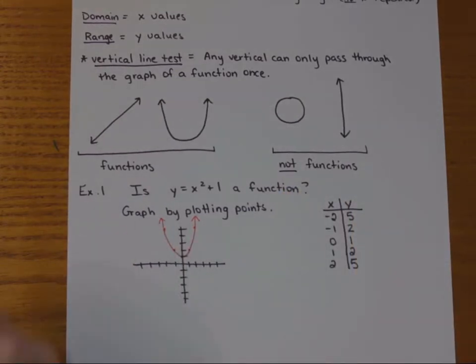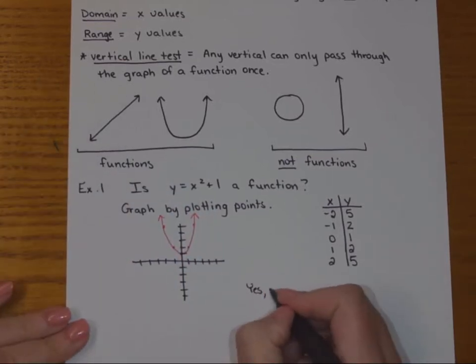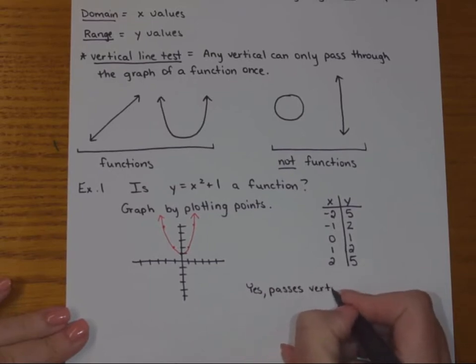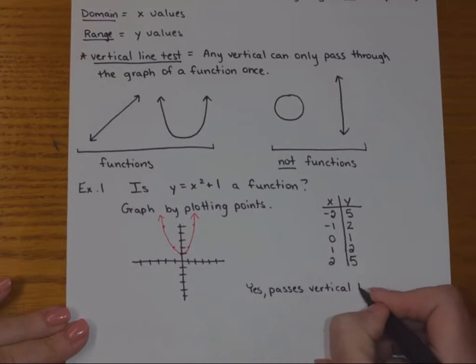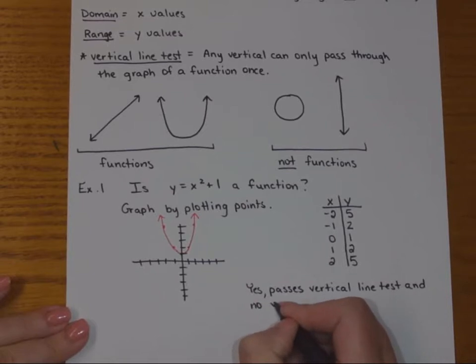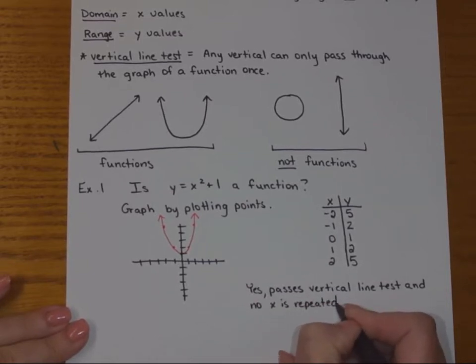But at any rate, if we figure that this is our vertical line, no matter where you slide this pin, right, it does pass the vertical line test. So the answer to this would be yes. It passes the vertical line test. We also could look at our values that we have and notice that no x is repeated. So really for a lot of reasons, the answer is yes.